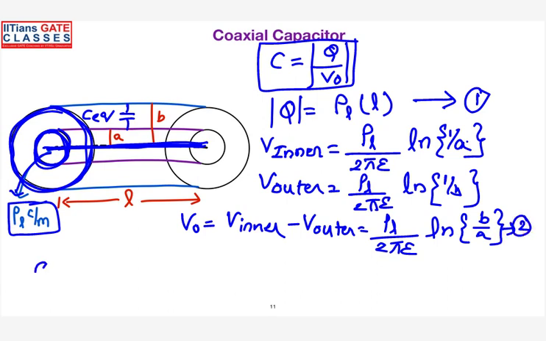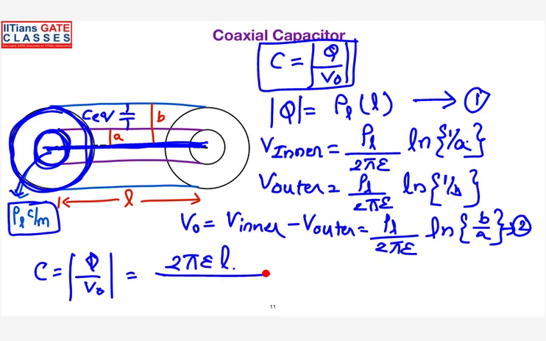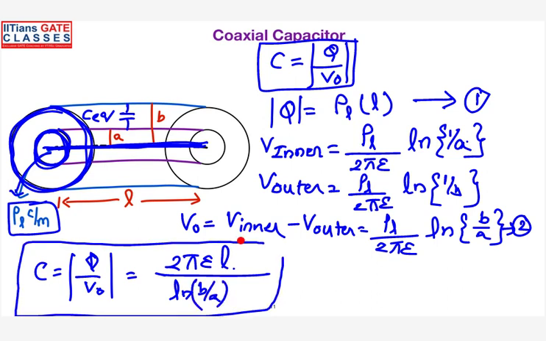So what is the capacitance right now? Q by V naught. Take the ratio of 1 by 2, you will get 2π epsilon into L, where L is the length of the coaxial cable, divided by ln of B by A. You can verify it once if you get free time. So this is the capacitance of a coaxial cable.